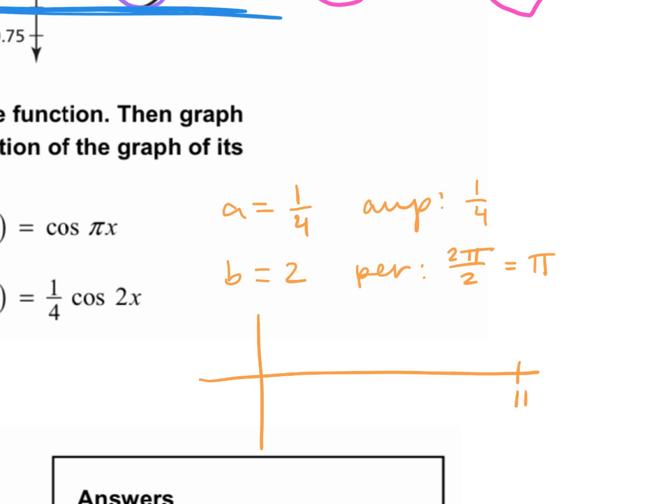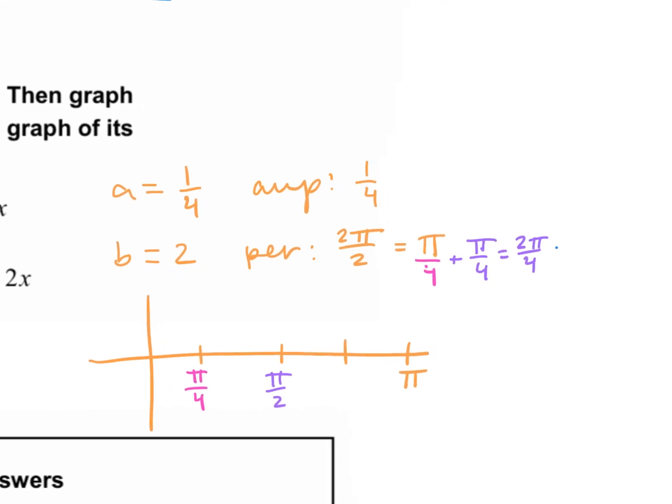So our period goes to pi. Now we want to find our 3 increments in between. So what should we do? Divide the period by 4. So we get pi over 4 for our first increment. How do we find the next one? Add another pi over 4, so that would give us 2 pi over 4. And what does 2 pi over 4 simplify to? Pi over 2. And then how do we find the third? Add another pi over 4, so this would give us 3 pi over 4.